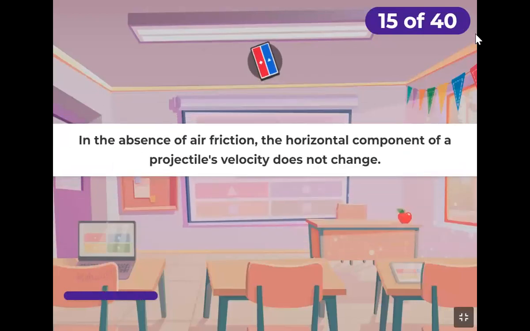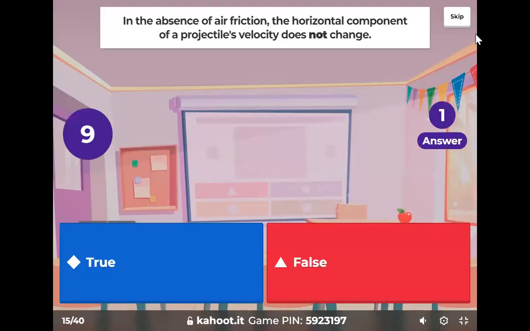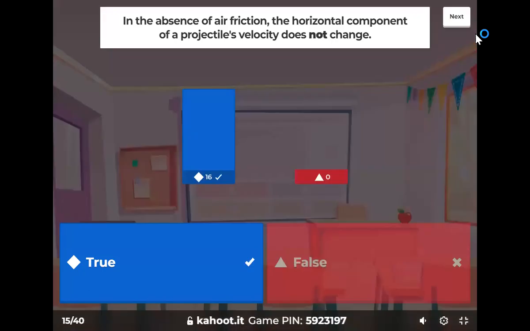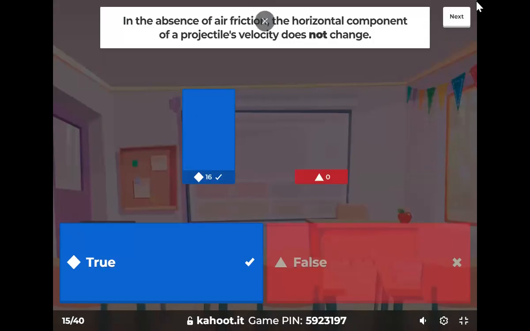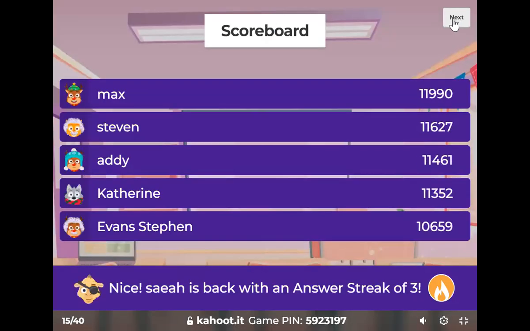True or false? In the absence of air friction, the horizontal component of a projectile velocity does not change. True. Oh, everybody got it. Yeah, exactly, because that's the same as my picture that I just drew for you guys. I know it's a weird negative phrasing too, and a true or false. So you guys got the wording too. All right.